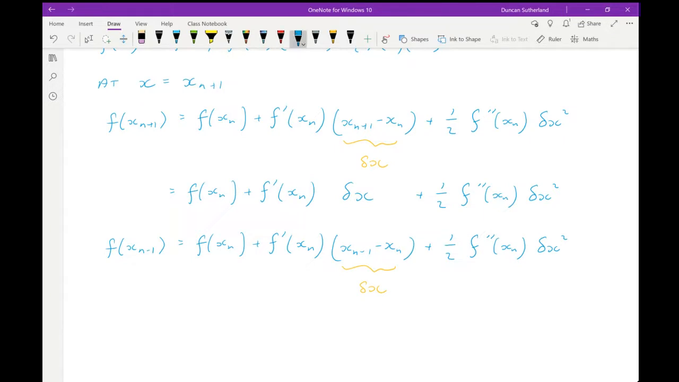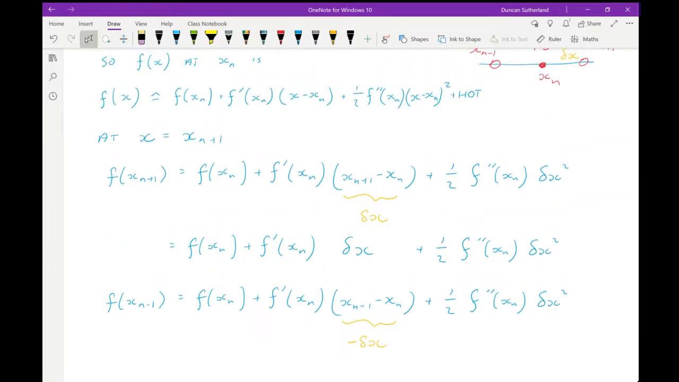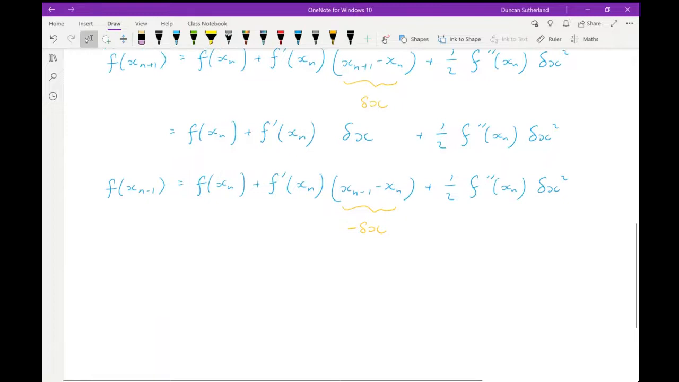xn minus 1 minus xn, well, that's not actually delta x anymore. That's minus delta x. Here you're going to get an xn minus 1 minus xn. That's going to be minus delta x, but we've got a square, so that turns out to be the same as delta x squared. Anyway, the only real difference we have is that we've got the same expressions, just with changed sign.